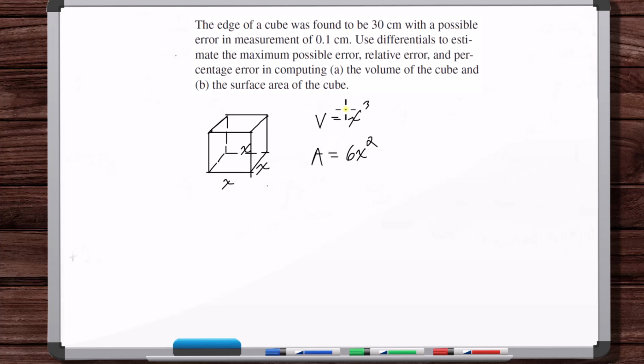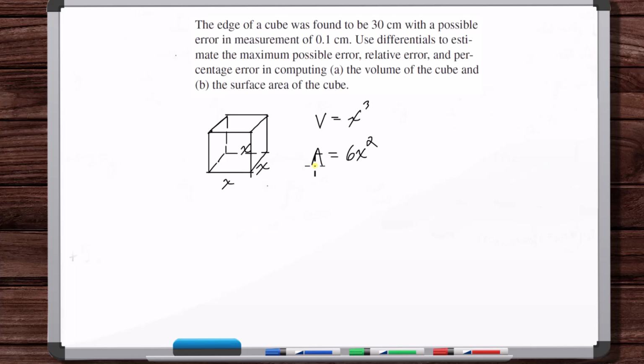What we want to do is find the linearization. These are curves, right? We want to find the linearization at the nominal volume and the nominal surface area. If we measured the edge of the cube to be exactly 30, we get a volume at exactly 30. So we want the linearization of the volume function at x equal to 30, and the same with the area. Well, actually, we're not going to find the linearization. We're going to do this in an easier way. All we need to do is find the differential, dV.